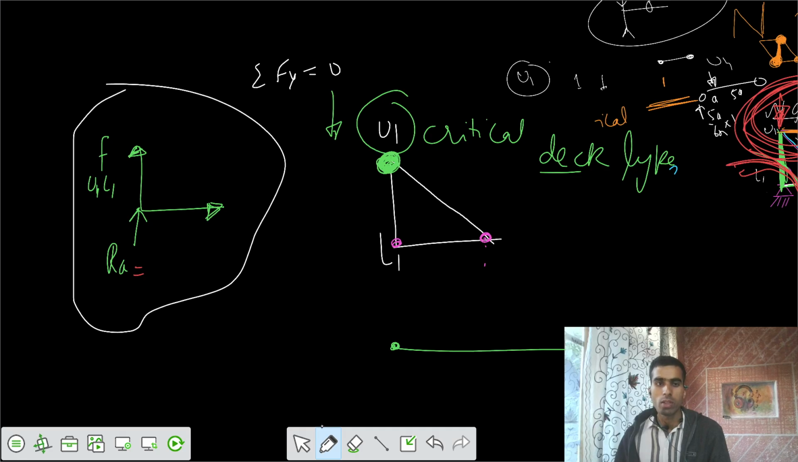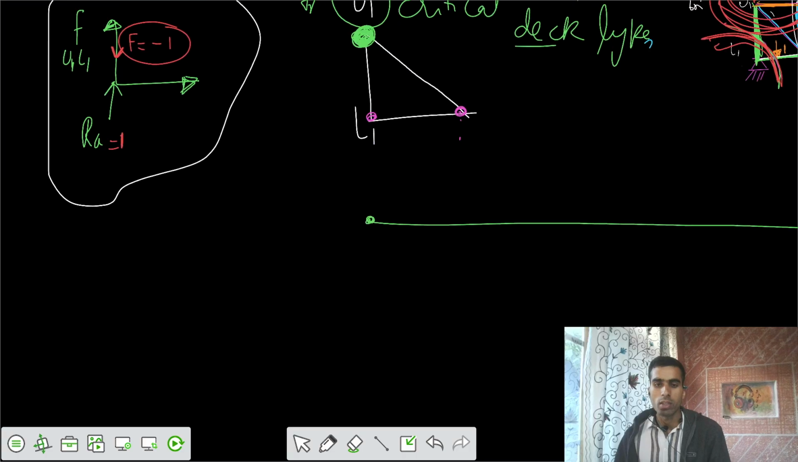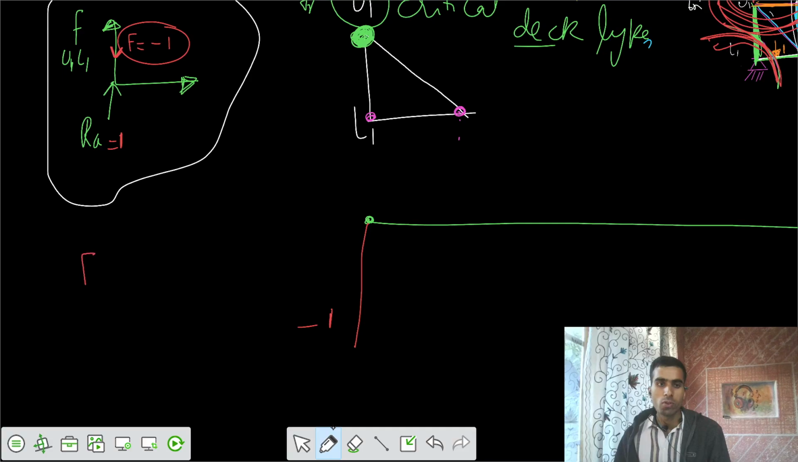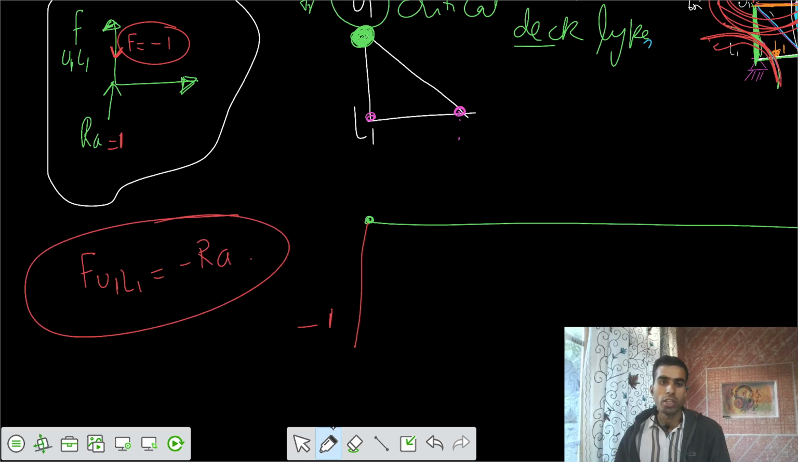If the load was just above that point, the reaction would be 1. If the reaction was starting equal to 1, then the force would be compressive, towards the joint, so -1. So the starting diagram for this one would be -1. So the force in the member U1L1 is minus times reaction A.